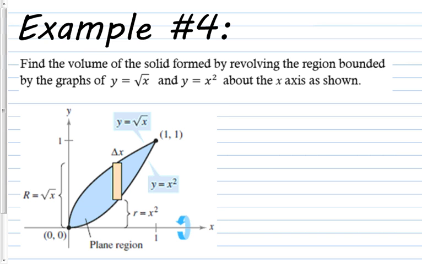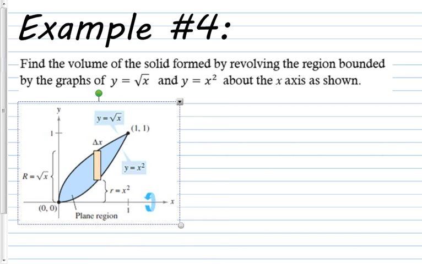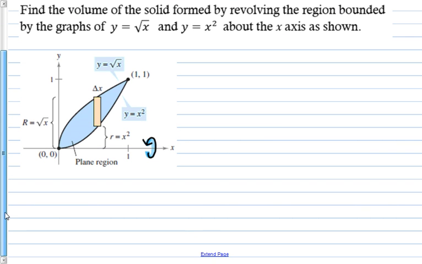Proceeding. Here we happen to have the graph, so fantastic. Find the volume of the solid formed by revolving the region bounded by the graphs of y equals the square root of x and y equals x squared about the x-axis as shown. So this time we're back to revolving horizontally. Right, it's going to go around the x-axis. So this weird looking thing, which kind of looks like a pedal, is actually going to turn this way, right, and then come down here.